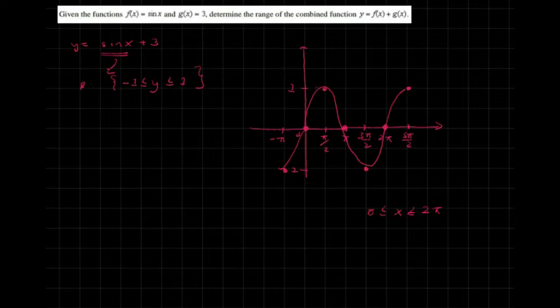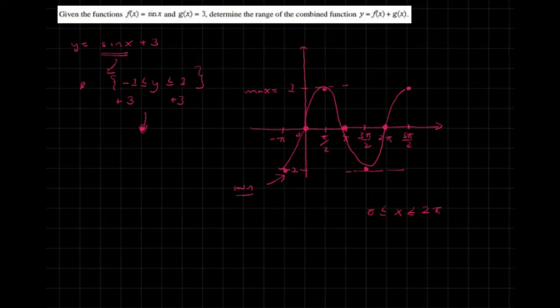It's going to repeat. But you can notice here that the maximum y value here is 1. Okay, so this is your maximum y value. The minimum y value here is -1. Okay, so this is your minimum. Because of that, the range is still going to be between -1 and +1. However, because we're adding 3 here, you're going to have to add 3 to your minimum point and 3 to your maximum point.